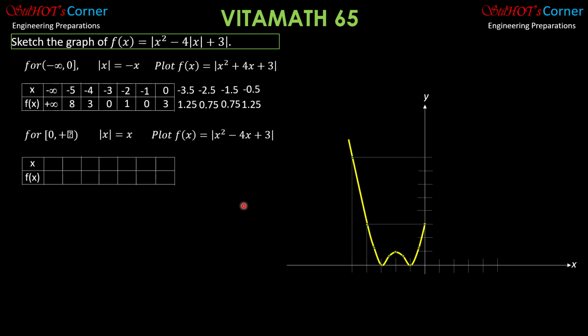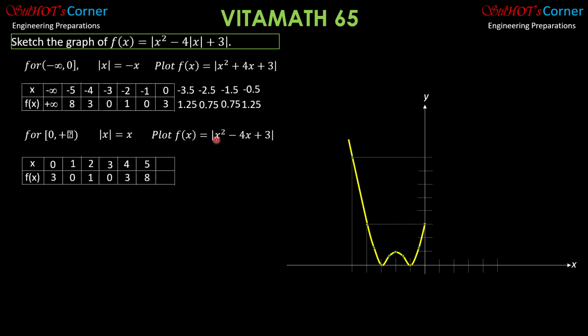So we plot f of x equals absolute value of x squared minus 4x plus 3. We have the same points to establish. We begin with 0. When x is 0, it's 3. Absolute value of 3 is 3. When x is 1, 1 squared minus 4, negative 3 plus 3, 0. So 1, 0. When x is 2, 2 squared minus 4 times 2, negative 4 plus 3, negative 1. Absolute value of negative 1 is 1. So 2, 1. When x is 3, 9 minus 4 times 3, negative 3 plus 3, 0. So 3, 0. When x is 4, 4 squared minus 4 times 4, 0 plus 3, so it's 3.